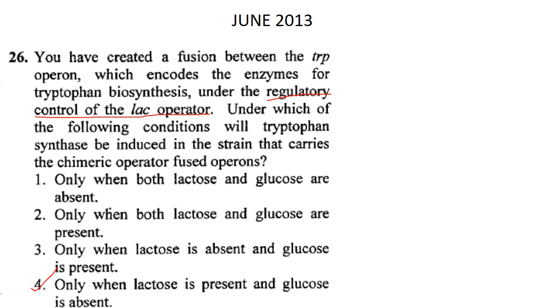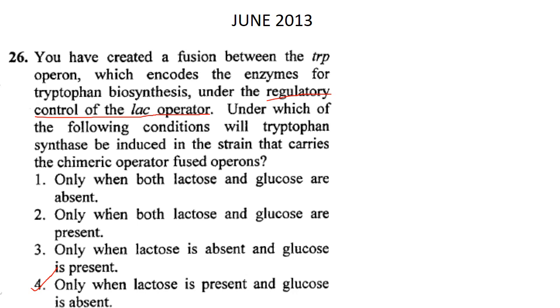Coming to June 2013, part B questions. You have created a fusion between the TRP operon, which encodes the enzymes for tryptophan synthesis, under the regulatory control. So the regulatory portion is from the lac operator. Under which of the following conditions will tryptophan synthase be induced in the strain that carries the chimeric operator fused operons? So the regulation is from the lac operator side.